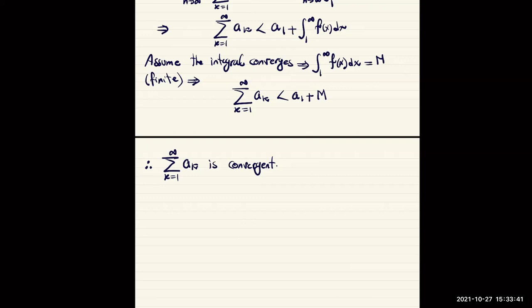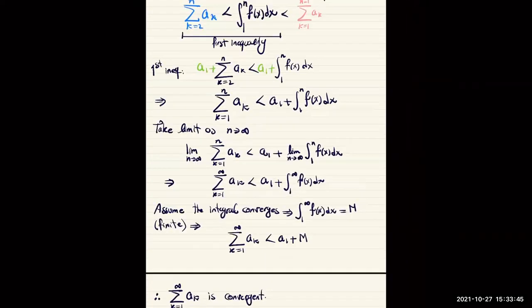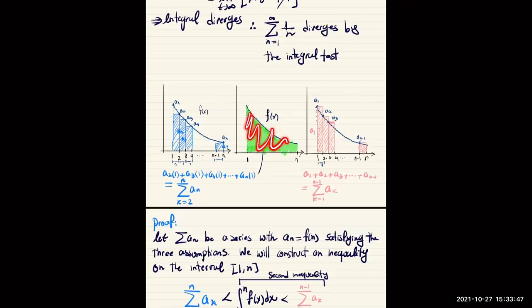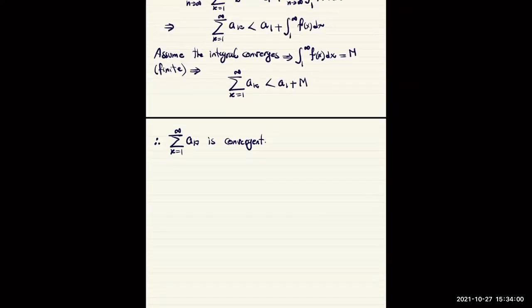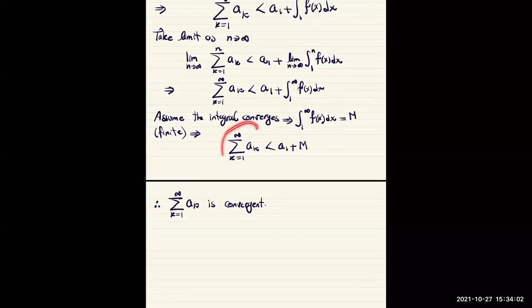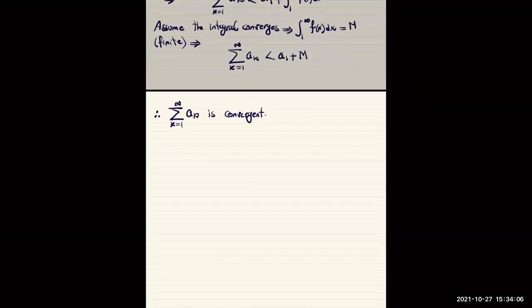They're not equal. Remember, the integral, this area, and the sum don't have the same value. We have these errors, and they differ by the sum of these errors. But in any case, anything that is less than finite has to be finite.